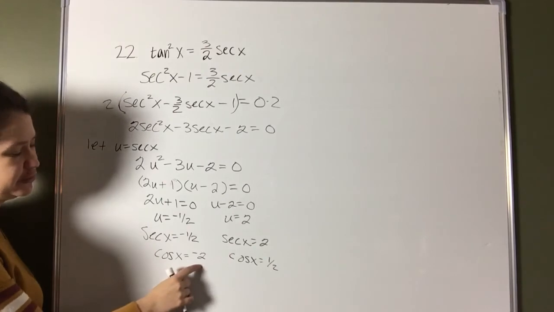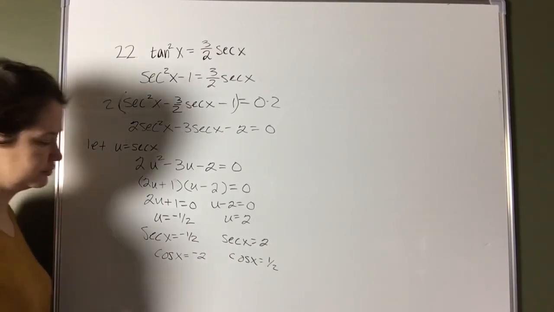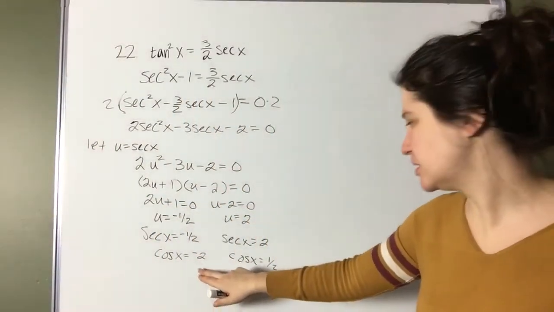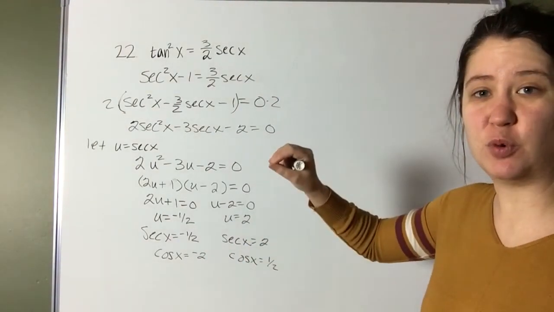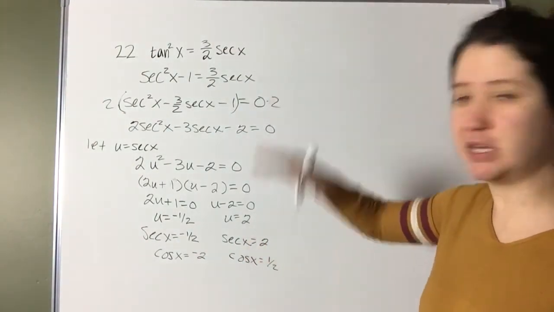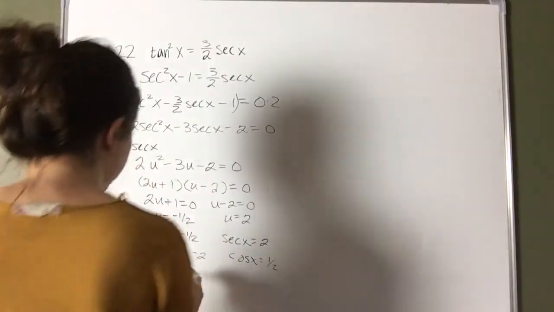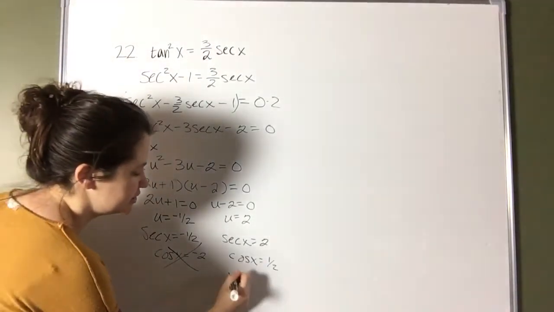Well, is it possible for cosine to equal negative 2? This is not possible, right? Because cosine only goes from negative 1 to positive 1, right? That's the range of cosine, negative 1 to positive 1. So this is not going to give us a solution. This one we can solve.